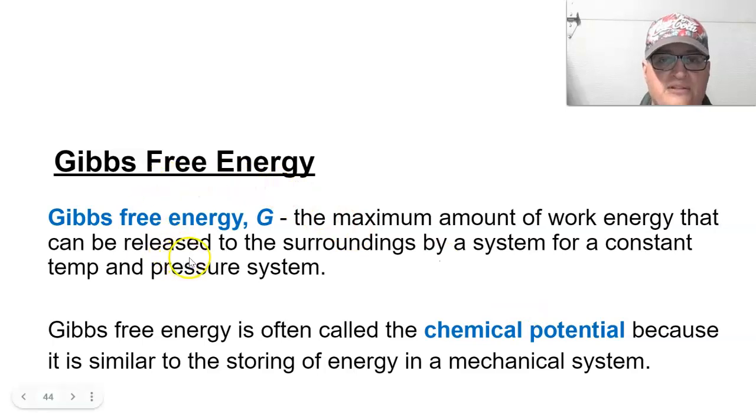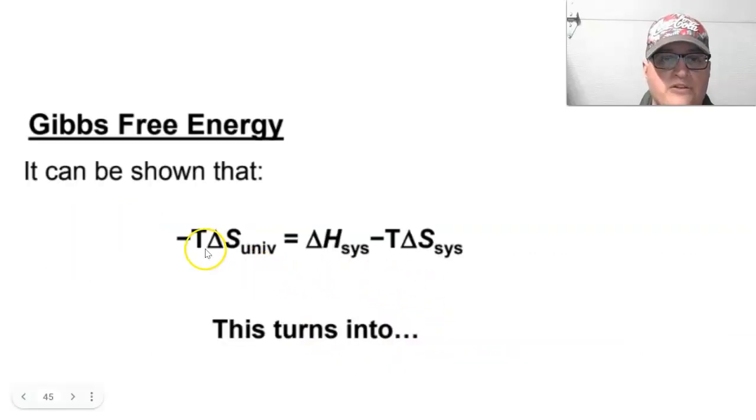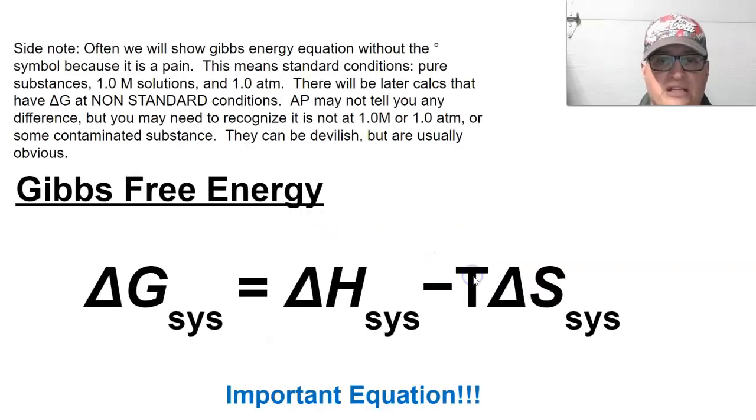Now, this all relates to what's called Gibbs free energy. It's the max amount of work energy that can be released to the surroundings at constant temperature and pressure. Often called chemical potential, similar to storing energy in a mechanical system. So it can be shown that the change in entropy times the temperature of the universe is the enthalpy of the system minus the temperature times the change in entropy of the system. This turns more commonly into Gibbs free energy.